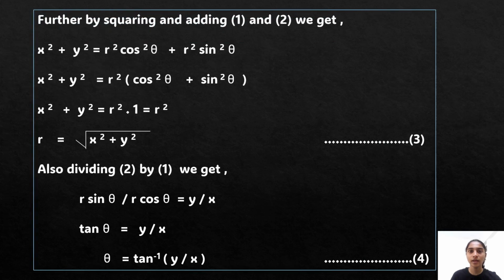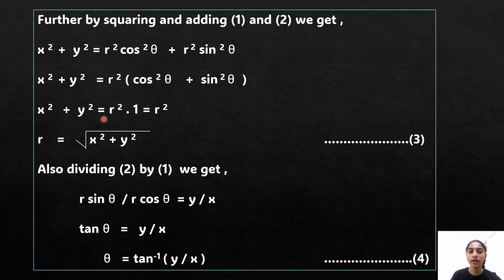Further, we will square and add the first and the second equation. Then we will get x square plus y square is equal to r square cos square theta plus r square sin square theta. From r square cos square theta plus r square sin square theta, we will take r square as common. So here it will be x square plus y square is equal to r square in bracket cos square theta plus sin square theta. We know that cos square theta plus sin square theta is equal to 1.